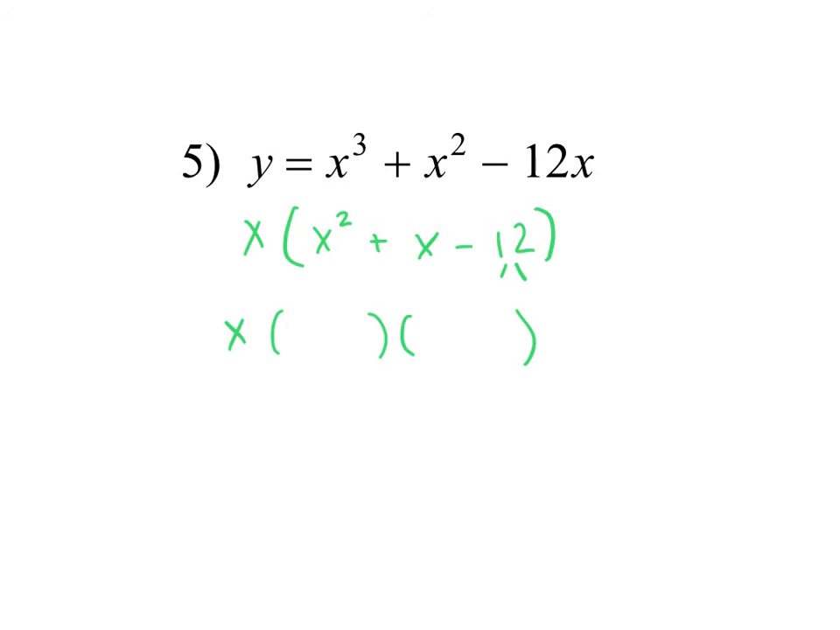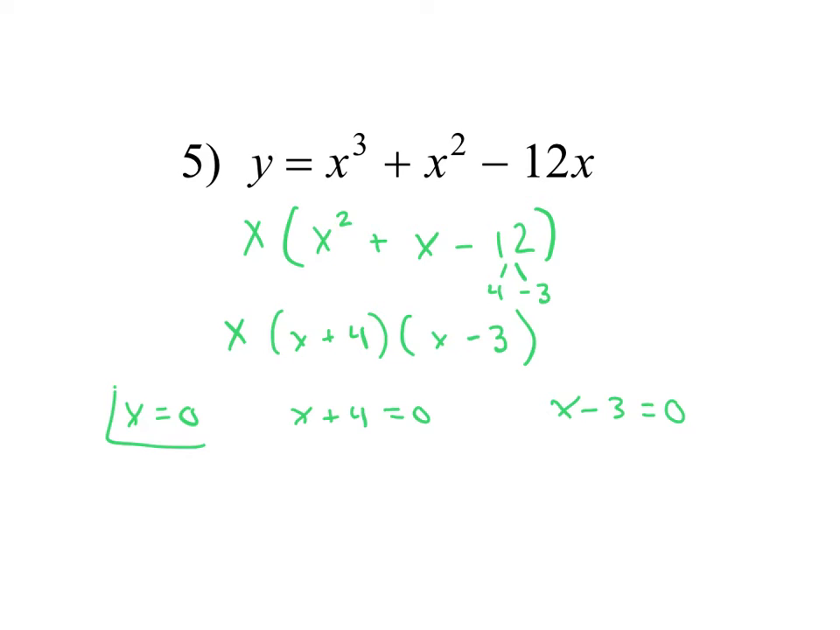Positive 4 and negative 3. Perfect. So we have x plus 4 and x minus 3. Now we need to set each of these equal to 0. We can't forget about that x out front. So we have x equal to 0, x plus 4 equal to 0, and x minus 3 equal to 0.